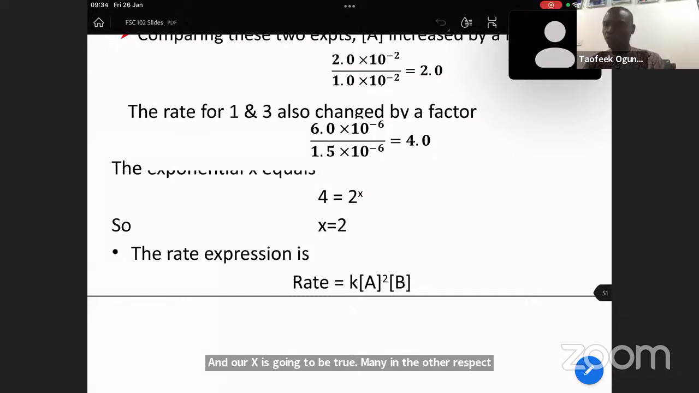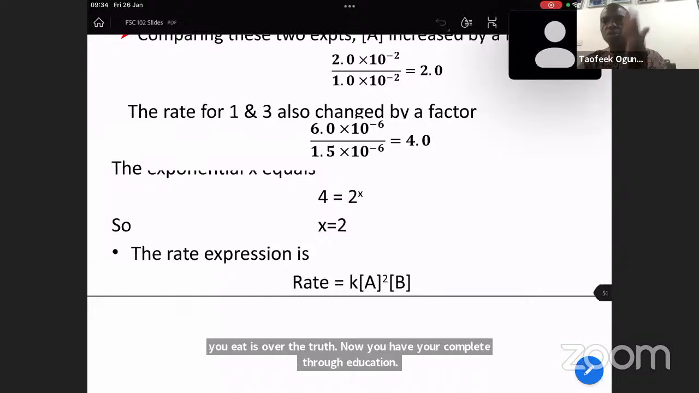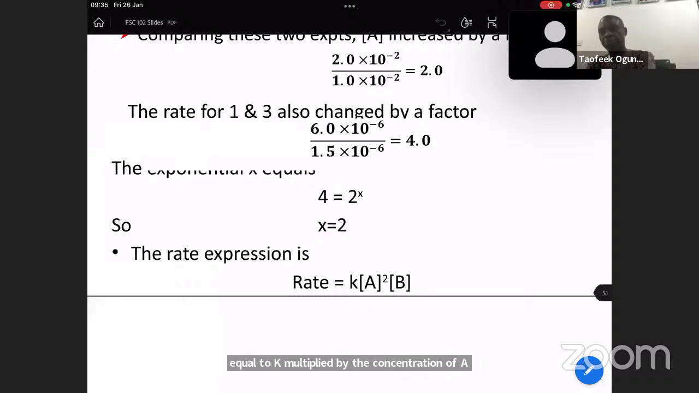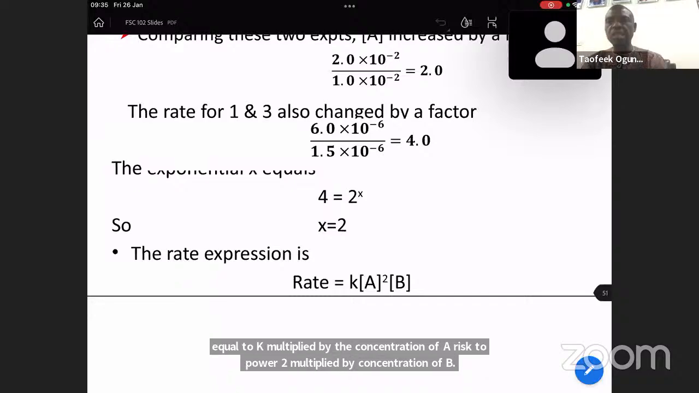Now you have your complete rate equation. The rate is equal to K multiplied by the concentration of A raised to power 2 multiplied by the concentration of B raised to power 1. This is the complete rate equation for that reaction.